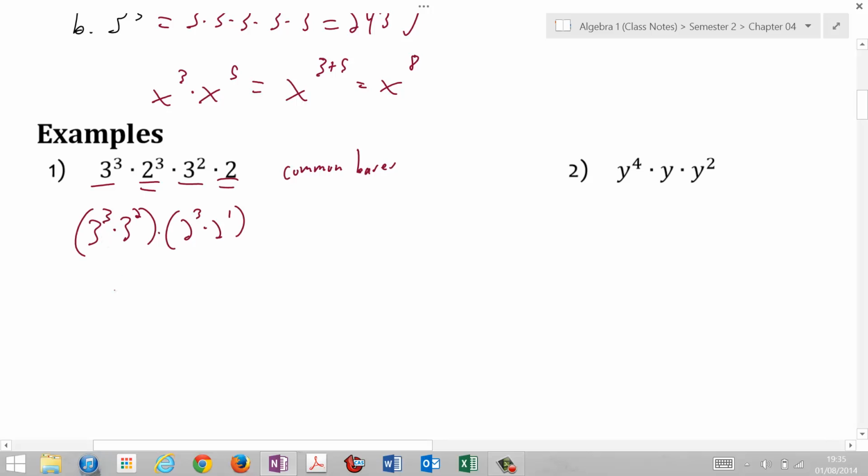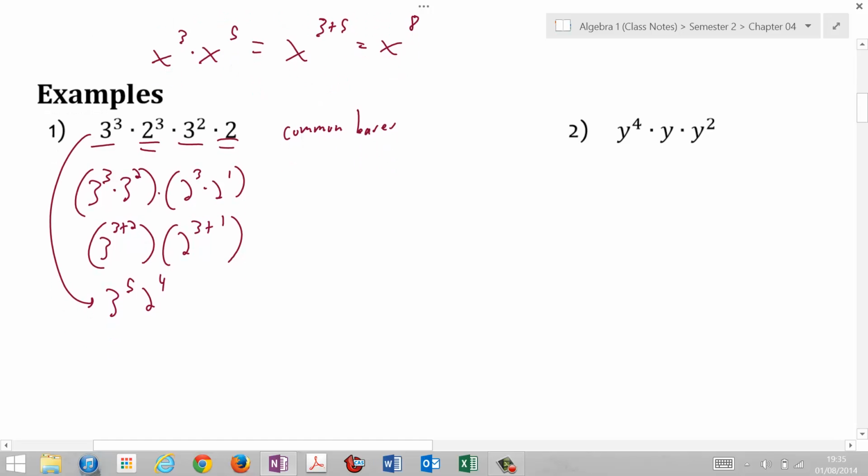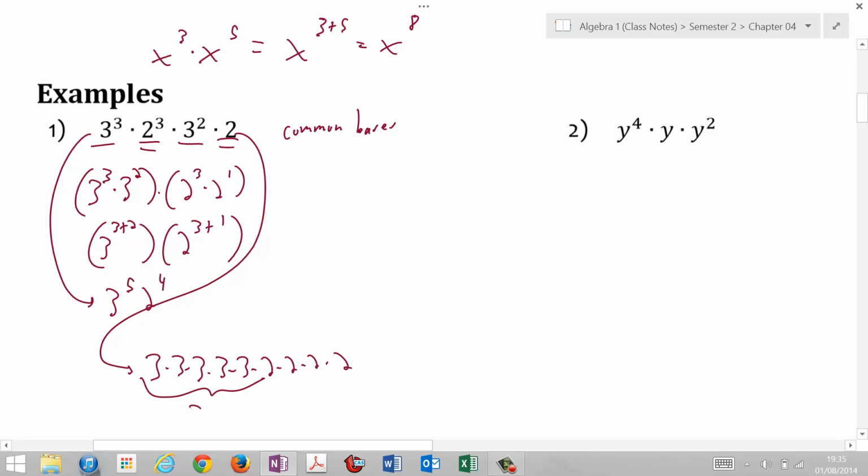Sweet. 3 to the 3rd, 3 to the 2nd, this is going to be 3 to the 3 plus 2. And this is going to be 2 to the 3 plus 1. Or 3 to the 5th and 2 to the 4th. You could go straight from here to here, but when it lumps together, I want you to understand that this is really 3 times 3 times 3 times 3 times 3 times 2 times 2 times 2 times another 2. That's where you get your 3 to the 5th power, and this is where you get your 2 to the 4th power that we see right there. That's a lot of arrows.